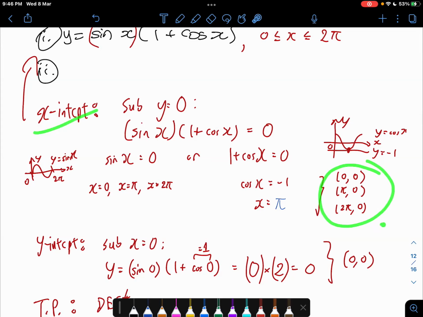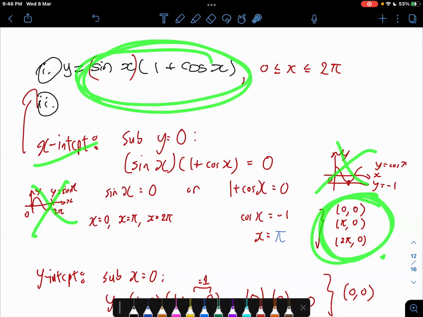The points are (0, 0), (pi, 0), (2 pi, 0). Please note that these 3 points have no relation to cosine x and sin x. It's referring to this graph, okay? It belongs to this graph. Clear so far? Good, next.